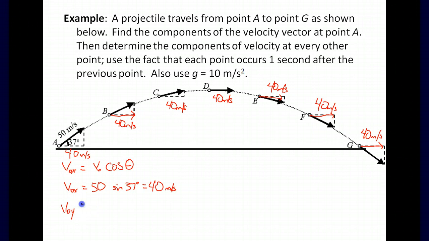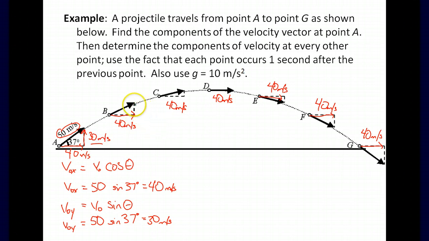The initial velocity in the y direction is going to be the initial velocity times the sine of the angle. So let's plug in our numbers here. The initial velocity was 50, and that's given to us right there, times the sine of the angle, 37 degrees, and that gives us 30 meters per second. So this component here is going to be 30 meters per second, whereas the horizontal started at 40.